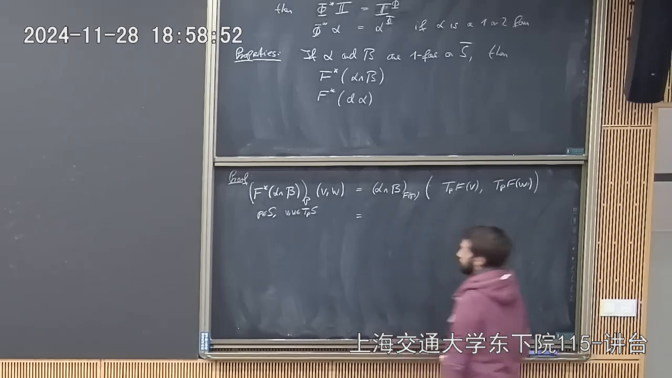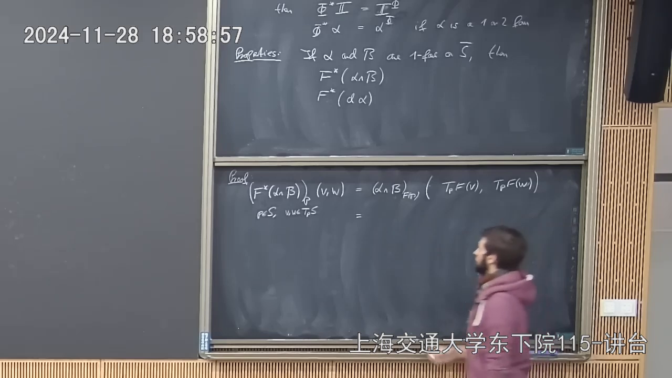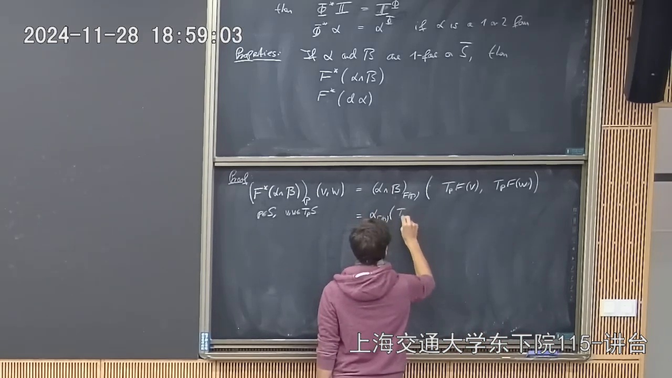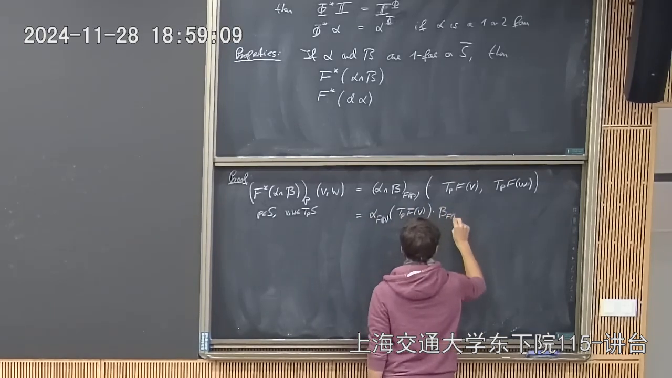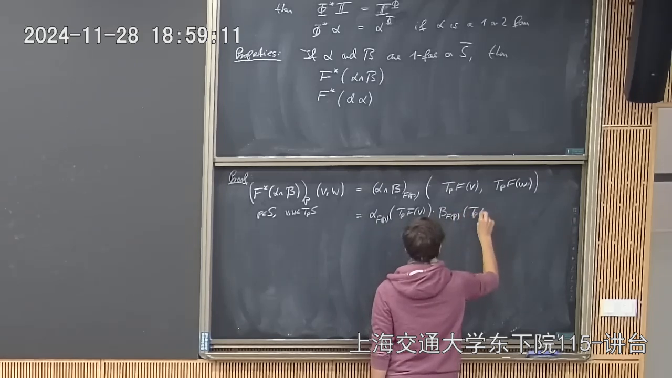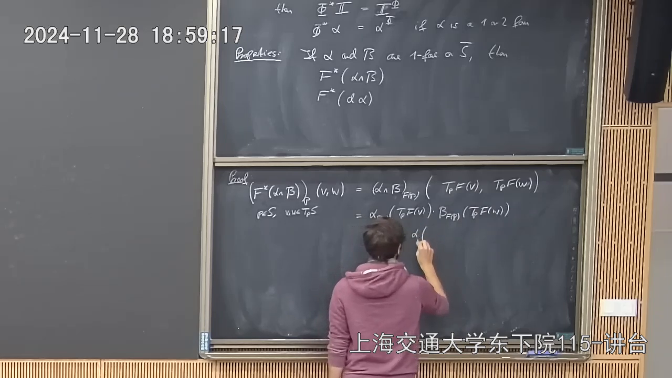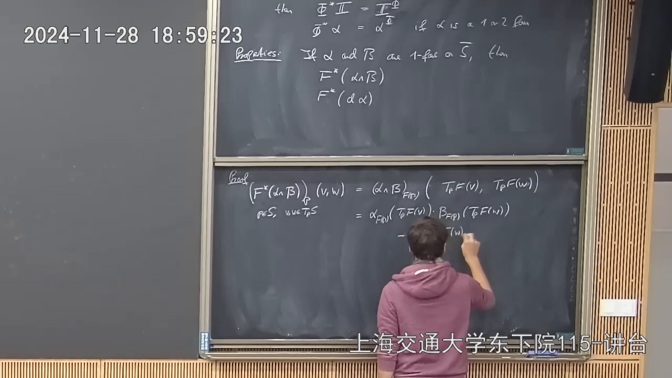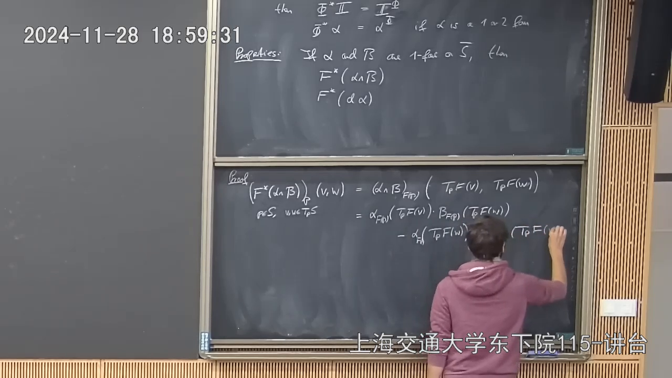Well, now I don't have much choice. If I want to calculate that, I need the definition of the wedge product. So let's use that. So it's alpha at f of p, evaluated on the first vector, times beta at f of p, evaluated on the second vector, minus alpha evaluated on the second, times beta evaluated on the first tangent vector.